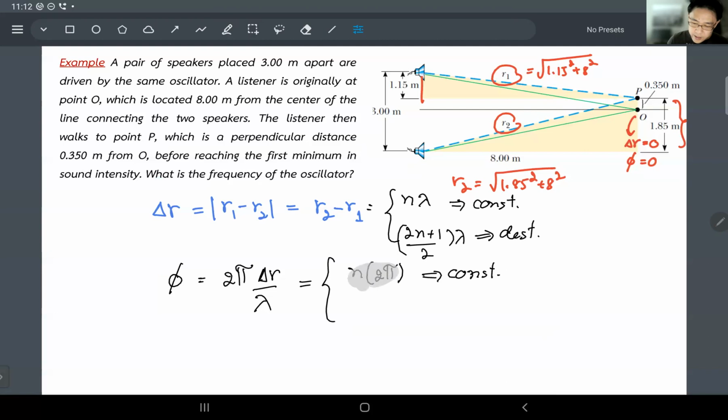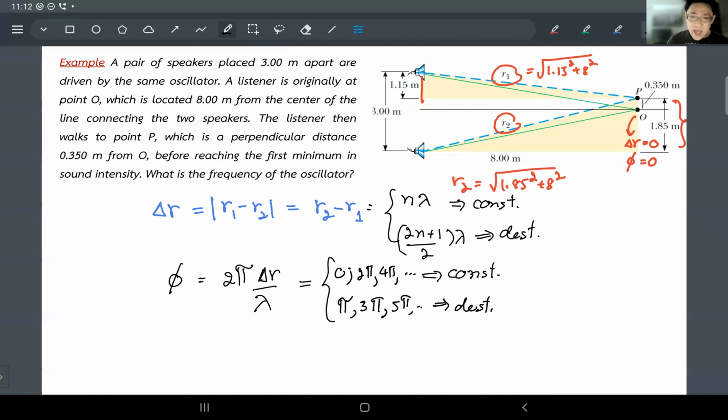So let me say, if it's 0, 2 pi, 4 pi, on and on, and if it's an odd multiple of pi, that will be destructive interference. So you have two choices to analyze at the position of consideration. You are going to get constructive or destructive interference. Okay. So your choice. All right.